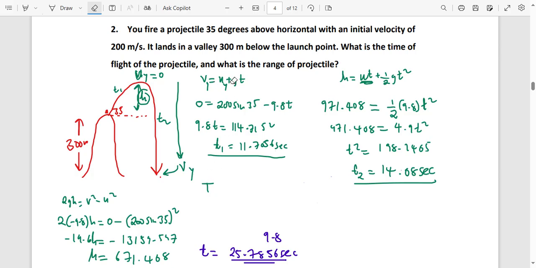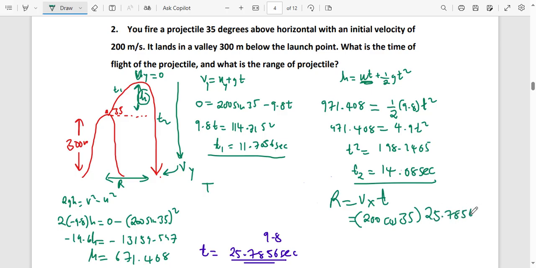And then the second part of the question was saying, what is the range of the projectile? The range is the horizontal distance that is covered. Now range is given by velocity in the x multiplied by the time. Velocity in the x is given by 200 cosine, the angle is 35, and then multiplied by the total time of flight. Total time of flight here is 25.7856. So if we punch that on our calculators, we should be able to get 4,224.47 meters.